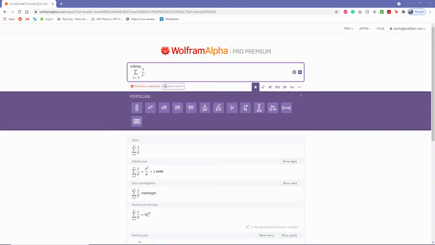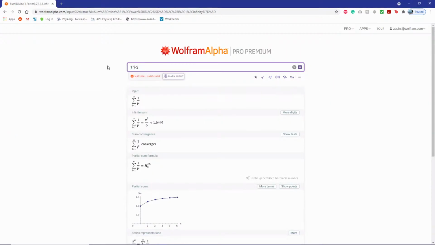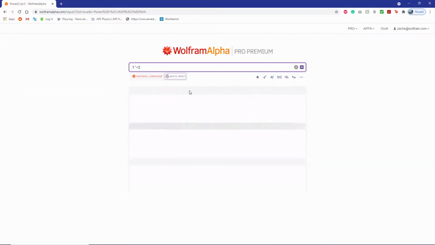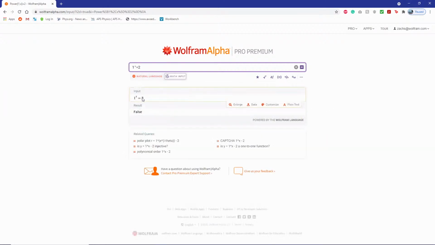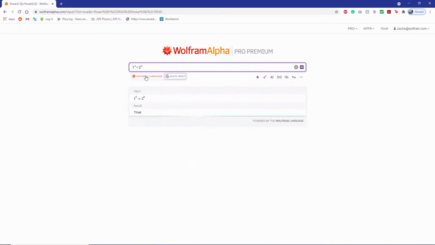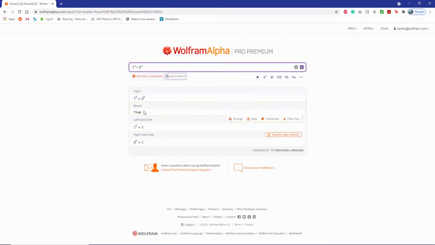Okay, so we had a question from chat, which is, if we type this in, why is it false? This question is comparing these two. It's saying, is 1 to the x the same as 2? And the answer is no. But if you're looking to solve an equation, it's as easy as putting the word solve in there. So if you say solve 1 to the x equals 2, there you go.